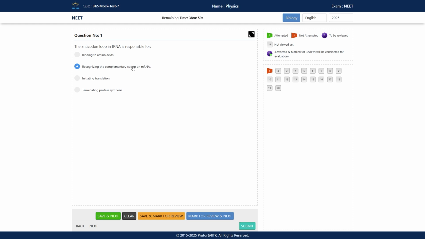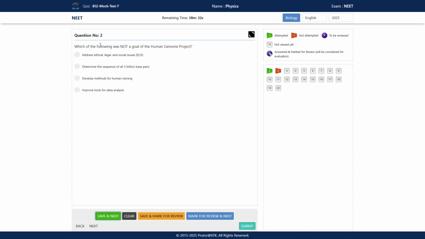Okay, option number B will be the correct answer here. See, transfer RNA acts as an adapter molecule. It is a link between the codons on the mRNA and the amino acid. So it brings the corresponding amino acid. Clear? It recognizes the codon on the mRNA with the help of the anticodon loop. Option B is the correct answer.